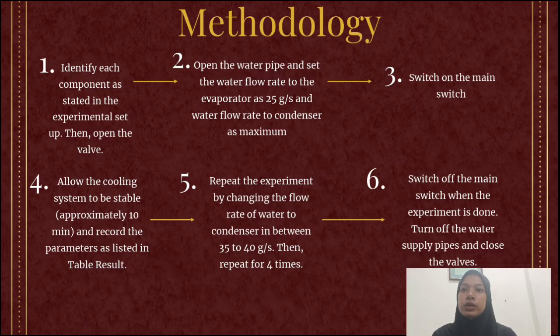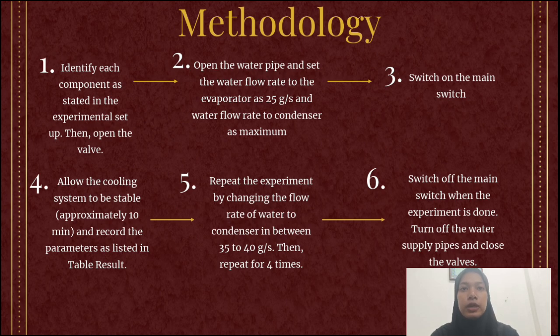Next, we move on to the methodology of the experiment. Firstly, we need to identify each component as stated in the experimental setup, which I mentioned just now. There are 11 components to be identified. Then, open the valve. Secondly, open the water pipe and set the water flow rate to the evaporator as 25 gram per second and water flow rate to condenser as maximum.